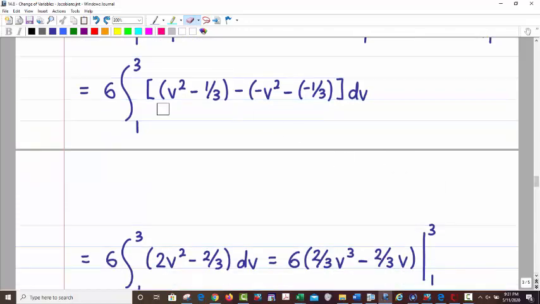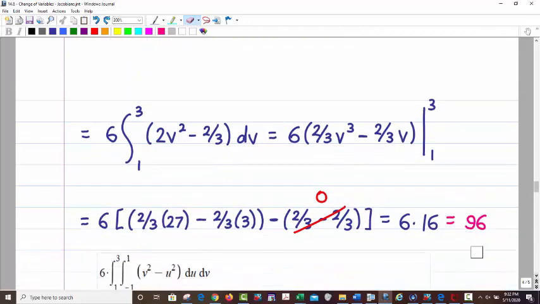And then that condenses down. V squared minus a minus v squared is 2v squared. And then you have negative 1/3. There's a lot of minuses there. That becomes a positive 1/3, but this negative changes it back to negative. So it's negative 1/3 minus a positive 1/3, which will be negative 2/3. So it's 2v squared minus 2/3 dv, and we integrate that, put in the 6 in front, put in the 1, put in the 3, and we've got it.